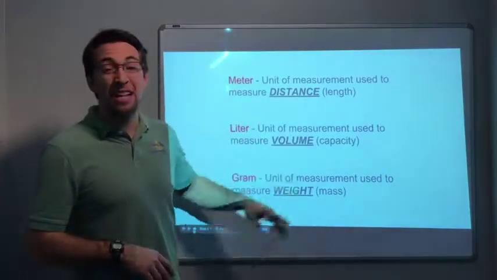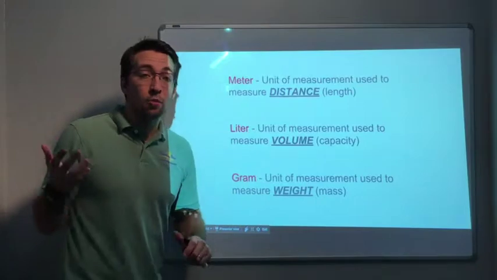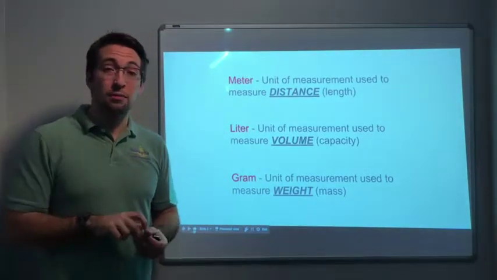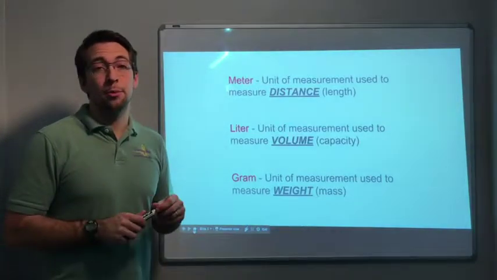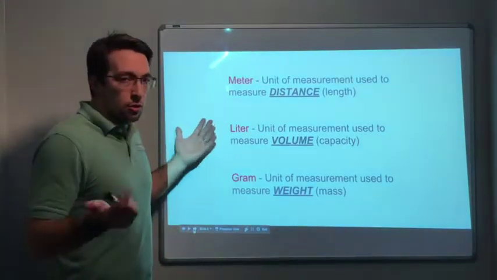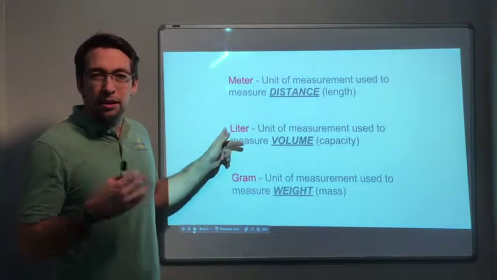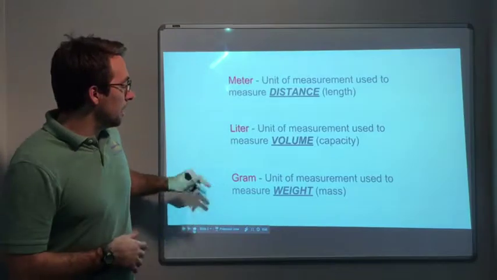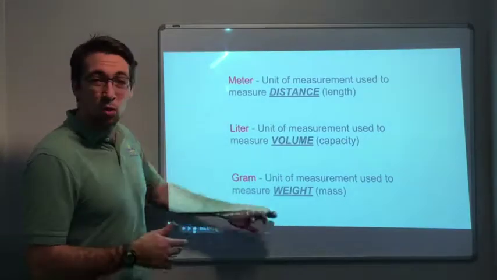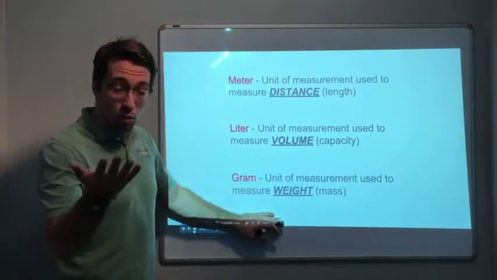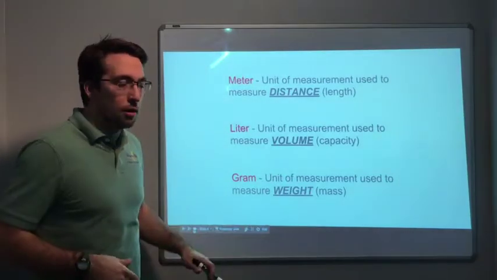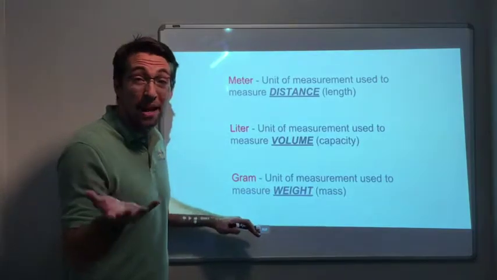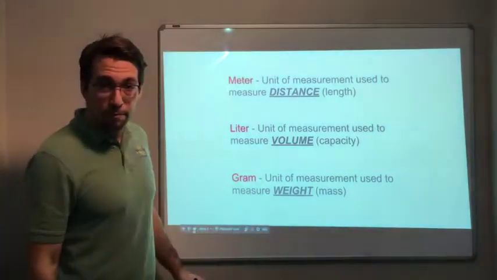Liters is volume or capacity. So you might drink from a 3-liter soda bottle. Sometimes sodas are sold in 3-liter bottles at the grocery store. Liters is mostly liquid volume, or capacity. And then gram, that's the weight of something. It might be the weight of a gram or a kilogram. Maybe it is a milligram if you're measuring the mass or the weight of medicine.